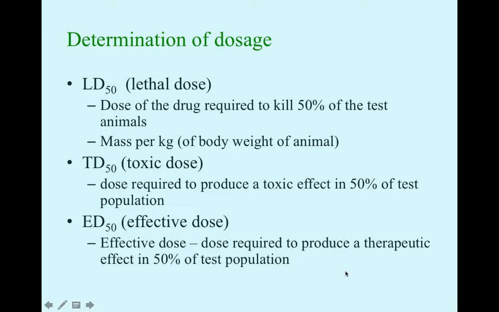Okay, so determining the dosage. There are a couple of things that we need to define. And one is the LD50. That is the lethal dose of the medication. And this is the dose of the drug that's required to kill 50% of test animals. It's typically measured in mass per kilogram, and that kilogram is the body weight of the animal.